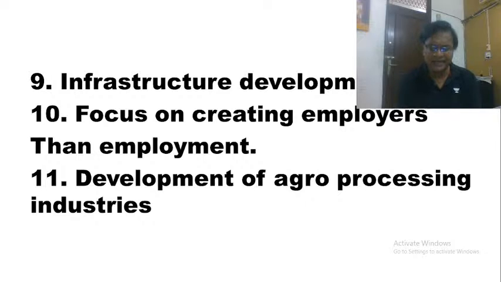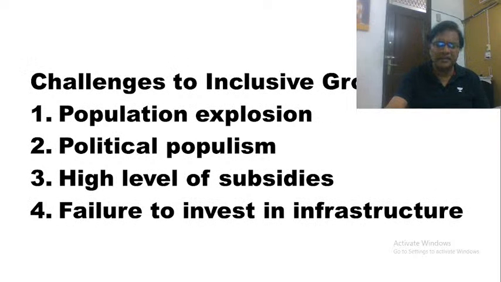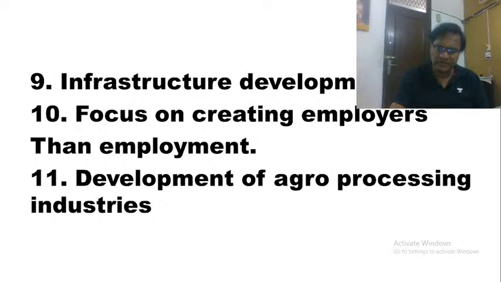Next, another important way through which we can achieve inclusive growth is through the development of agro-processing industries. This is very important because it is a sunrise industry in India at this point of time. Agro-processing will add a huge amount of value to the output, and there is a lot of export potential also.